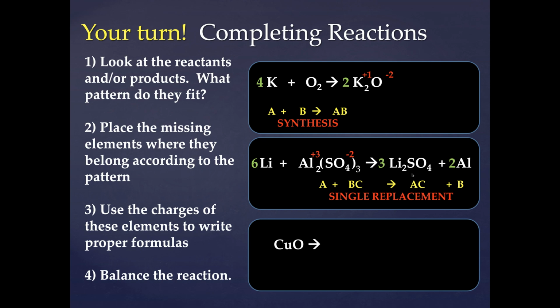Final example, copper oxide and an arrow. Well, you start with a compound, therefore it's decomposition. The copper oxide will decompose into the elements it's made of. But you can't just stop there. Oxygen is diatomic. It's Brinkelhoff. Therefore, we must put a 2 after it and then balance accordingly. And that is how you complete reactions.